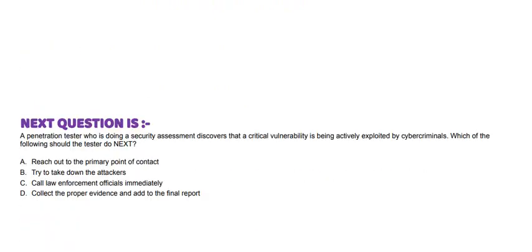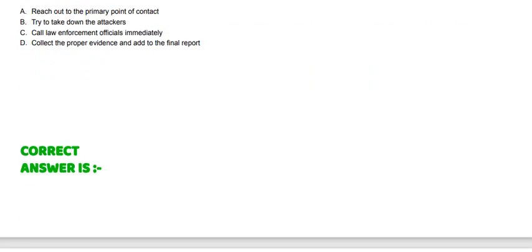Moving to next question. A penetration tester who is doing a security assessment discovers that a critical vulnerability is being actively exploited by cybercriminals. Which of the following should the tester do next? Option A. Reach out to the primary point of contact. Option B. Try to take down the attackers. Option C. Call law enforcement officials immediately. And option D. Collect the proper evidence and add to the final report. And the correct answer is option A.